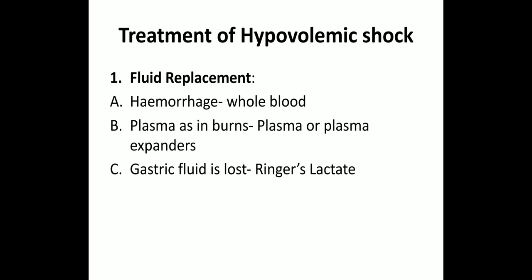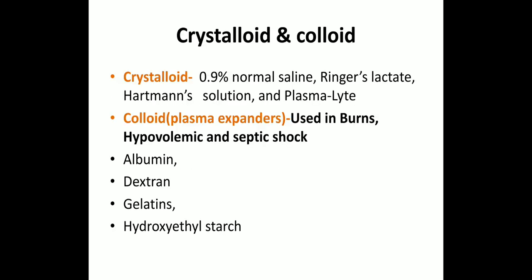And what is the treatment? Number one, or the most important treatment, is fluid replacement. If there is loss of blood, like in hemorrhage, you can transfuse whole blood or packed RBC. If there are burns, with loss of plasma, then you can give plasma or plasma expanders. If gastric fluid is lost, then you can give Ringer's lactate. So whichever component is lost, replace that one. Simple.